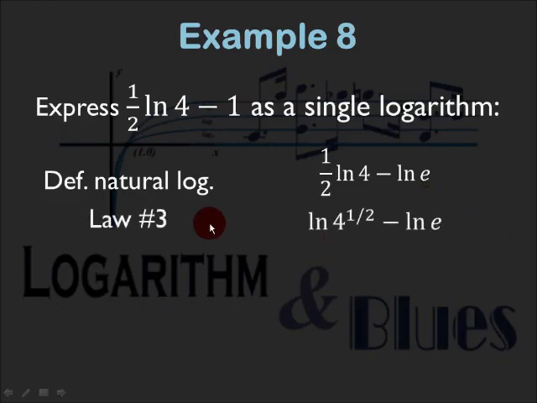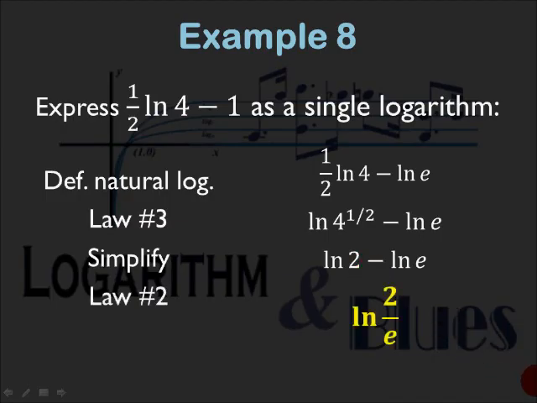Now, let's use the third law. Let's move the 1/2 over to the exponent for 4, and you get natural log of 4 to the 1/2 power minus natural log of e. Alright? So, what's 4 to the 1/2? You can simplify that. That's merely the square root of 4. So that becomes the natural log of 2 minus natural log of e. Now you have a difference of two natural logs. You can combine them into one natural log of the quotient of 2 over e.